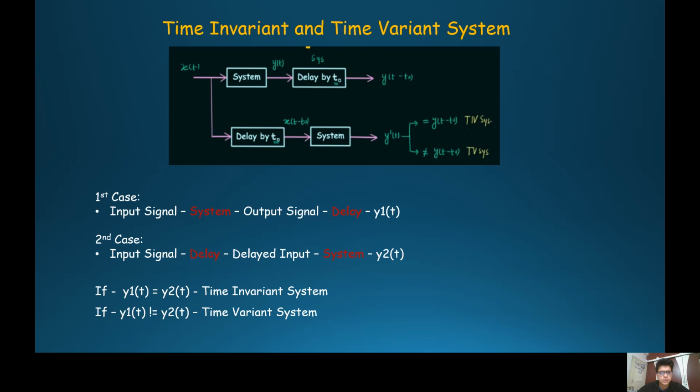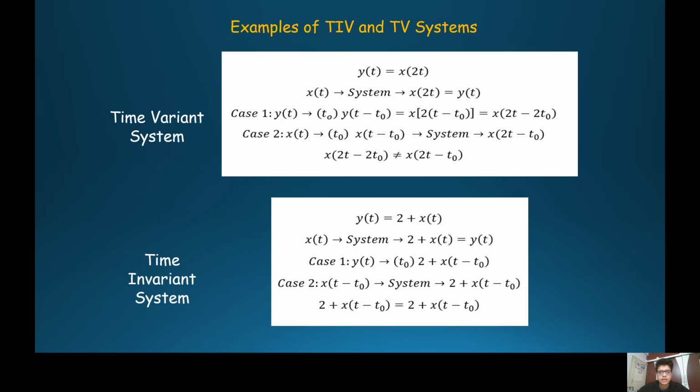Let's see some of the examples to make it more clear. In the first example, we have the system relationship as y(t) equal to x(2t). So x(t) when fed to the system gives output as x(2t), and in the first case we delay y(t) by certain time t naught, and the final output is x(2t minus 2t naught).